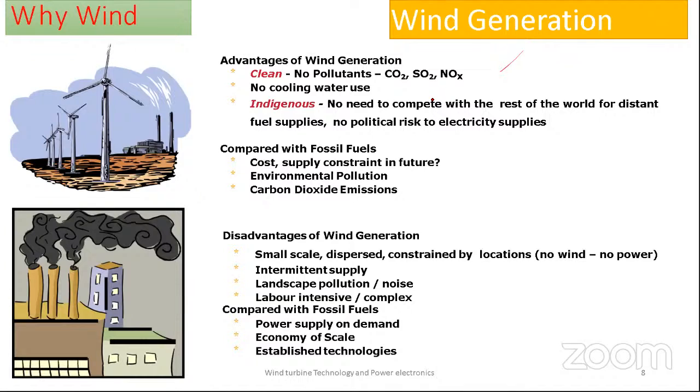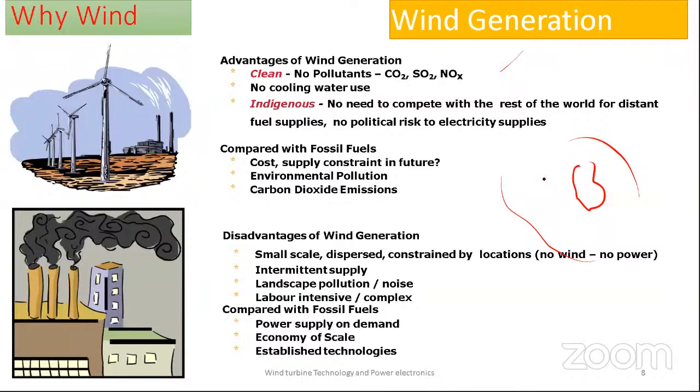No need to compete with the rest of the world, and distant from the supplies. And compared to fossil fuels, there is a cost and supply constraint in future. Environmental pollution, there is no environmental pollution, no carbon dioxide emission. The disadvantage is that it is small scale, dispersed. The wind is not in any particular area only. Not always everywhere it will be there.